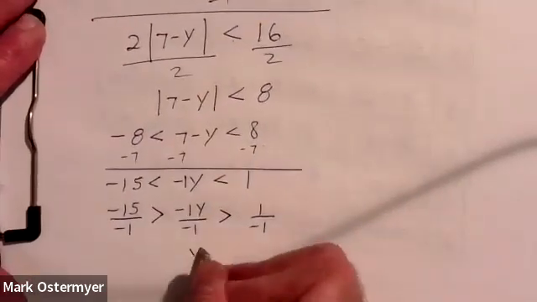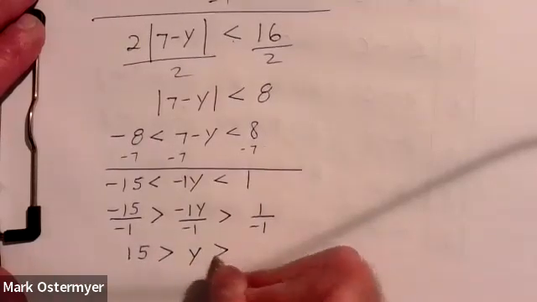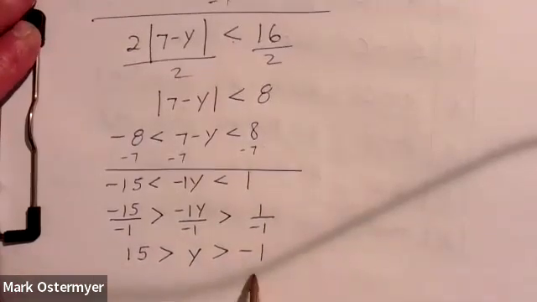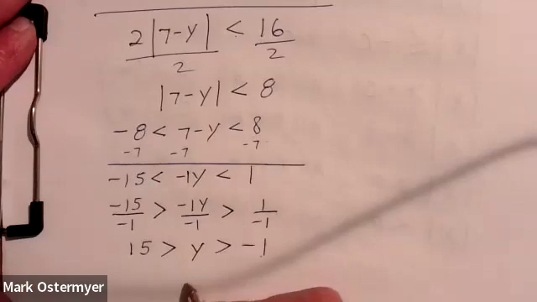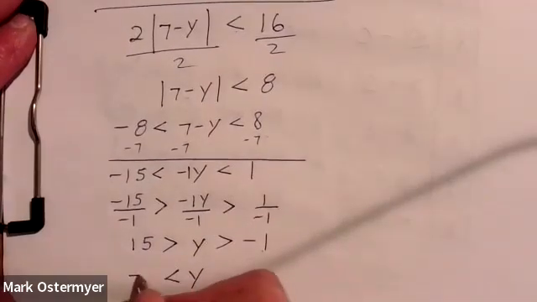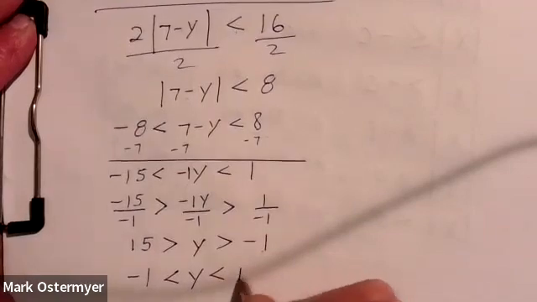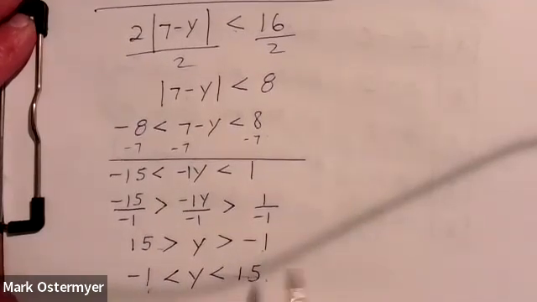So therefore, positive y now is going to be less than 15 and at the same time greater than negative 1. I like to have my smaller number on the left and larger number on the right. So I'm going to flip this whole statement around and I'll still have an equivalent statement to say that y is greater than negative 1 and at the same time less than 15. These are saying the same thing.